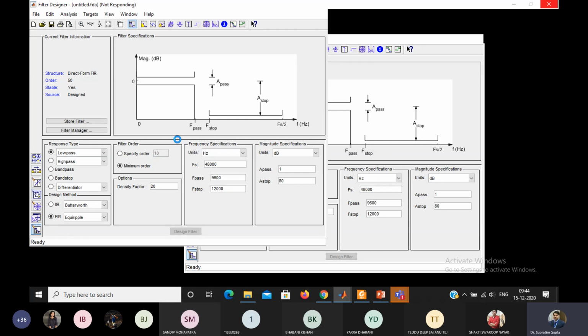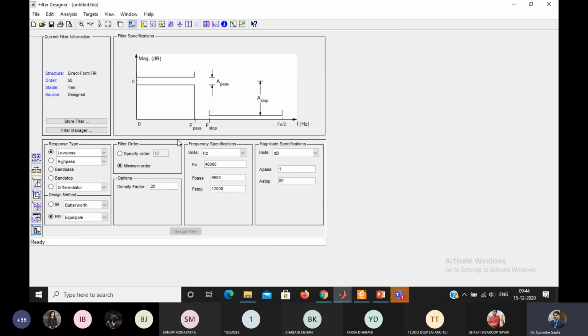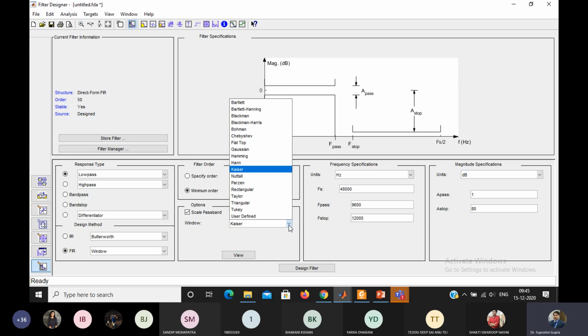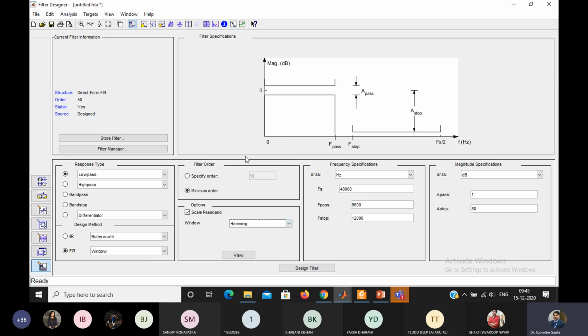You can see that there are several options available here. One is whether you want to design for low pass or high pass, and whether you want to go for a FIR. If you click this FIR structure, you have an option called window, and as I said, there are several other options. All are targeting to approximate the desired frequency response. With window we have options for what kind of window we want. Say we have used this Hamming window.